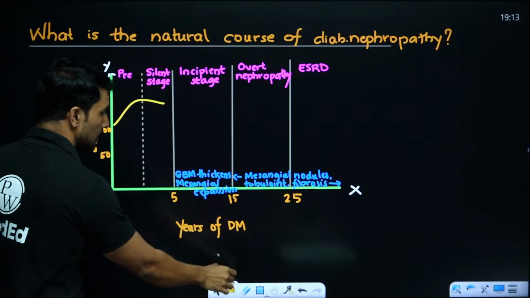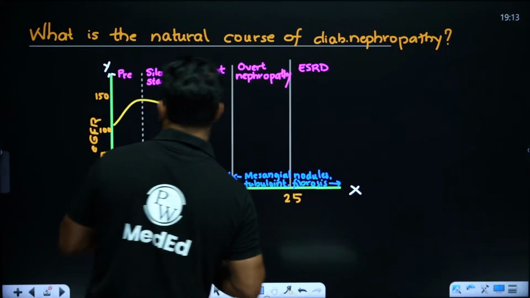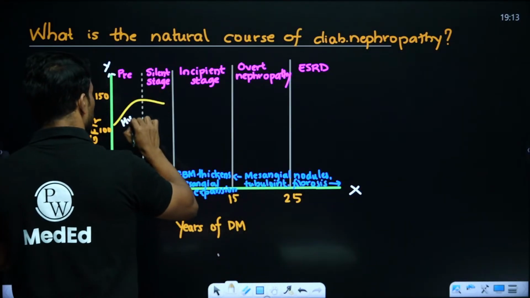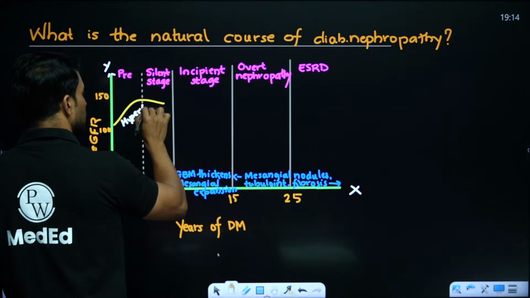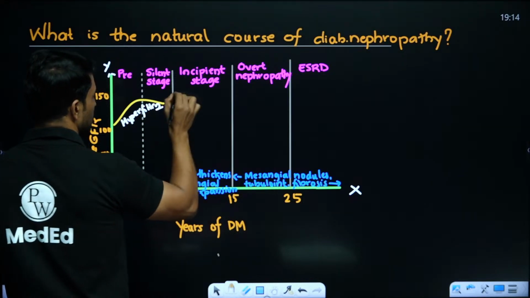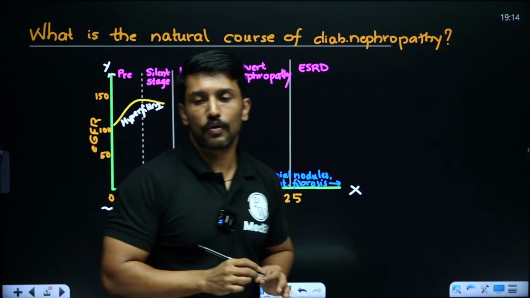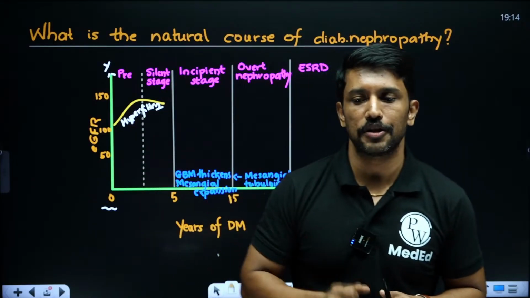The reason for this increased GFR is hyperfiltration. So hyperfiltration starts increasing the GFR. Now this nephrology has a concept called as hyperfiltration injury.